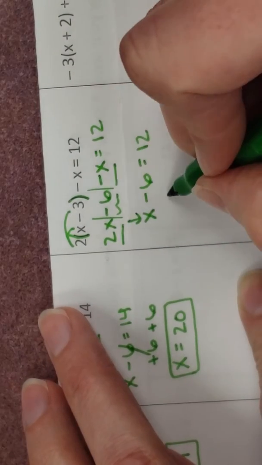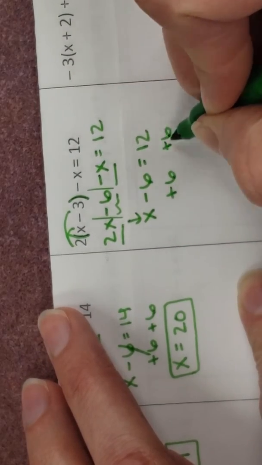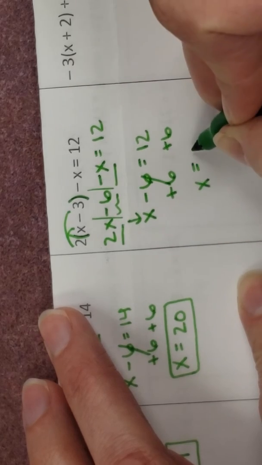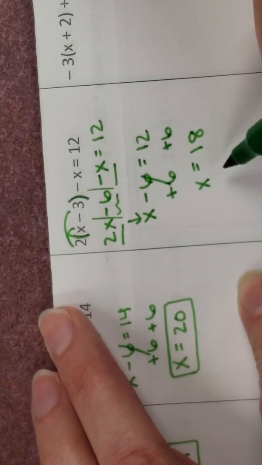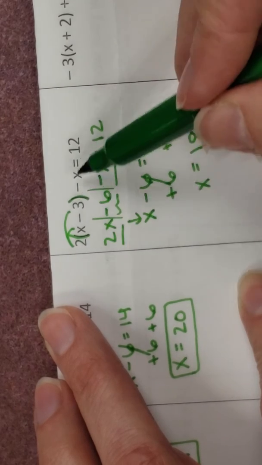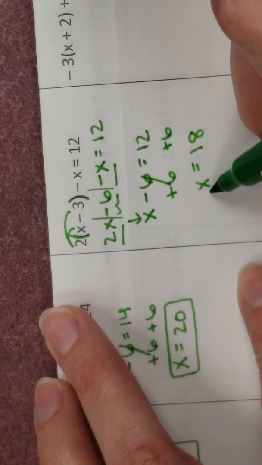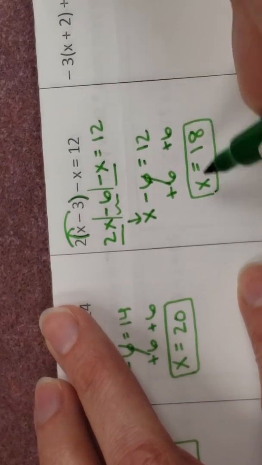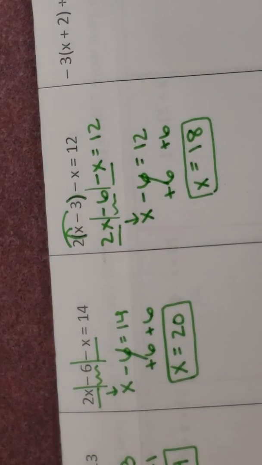X is with a negative 6 again. Reverse of negative 6 is a positive 6. What I do on one side, I do to the other. 12 and 6 make 18. 18 minus 3 is 15. Times 2 is 30. Minus 18 is 12. So as you can see, these are getting more complicated as promised.